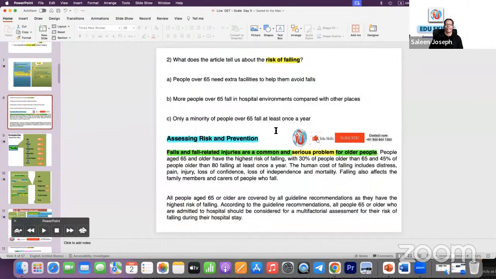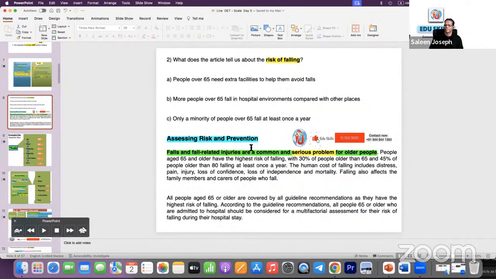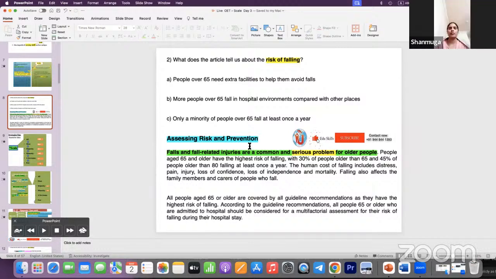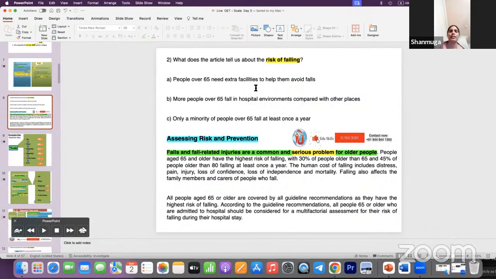Here you see one more example. Maybe someone wants to read here at the Zoom. Okay, yes, sir, Father. Yeah, please. What does the article tell us about the risk of falling? Option A, people over 65 need extra facilities to help them avoid falls. Option B, more people over 65 fall in hospital environments compared with other places. Option C, only a minority of people over 65 fall at least once a year.